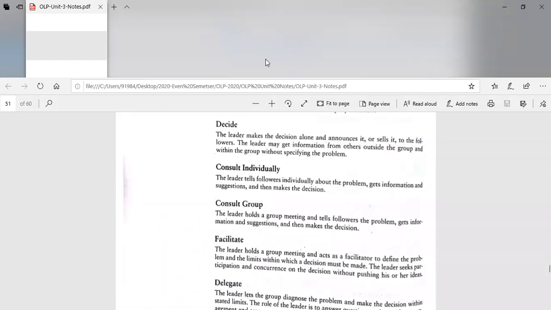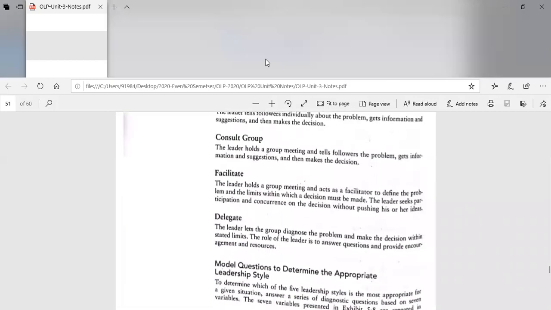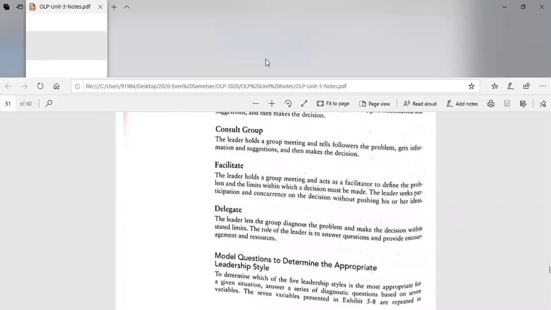Consult group, as the name itself says, is a group and consult. So he's going to hold a meeting with the followers, and then he is going to tell the problems to them, then he will be taking the suggestions. Facilitate: the leader holds a group meeting and acts as a facilitator, with limitations, as followers don't have much authority here. The leader acts as a facilitator with his limits of decision making. So the leader seeks participation and concurrence on the decision without pushing his or her ideas. He will just hold a meeting and act as a facilitator there.